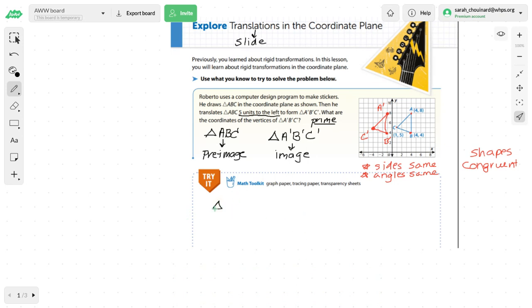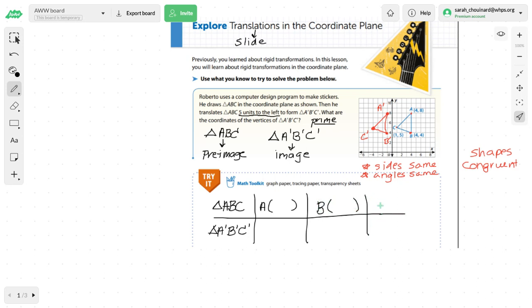So we're going to make a table. We're going to compare triangle ABC to its image A prime, B prime, C prime. And we're going to do it by comparing each of the coordinates. So we're going to find coordinate A and compare it to A prime. We're going to find coordinate B, compare it to B prime. And we're going to do the same with coordinates C and C prime.